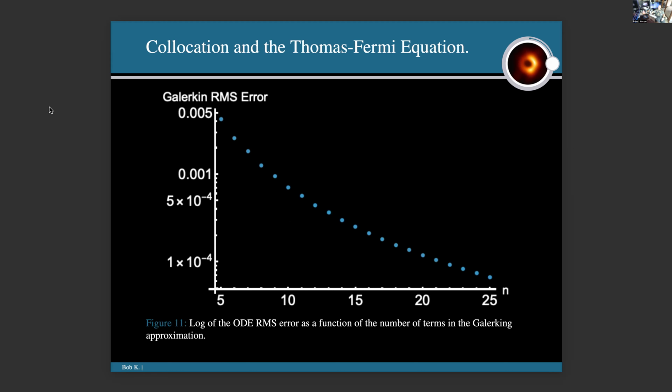So here's the log of the Galerkin RMS error against the number of terms. You can see they start out at, like I said, 5 times 10 to the minus 3. But after 25 terms, it's still only 1 times 10 to the minus 4. Only got one extra power of 10. Really.